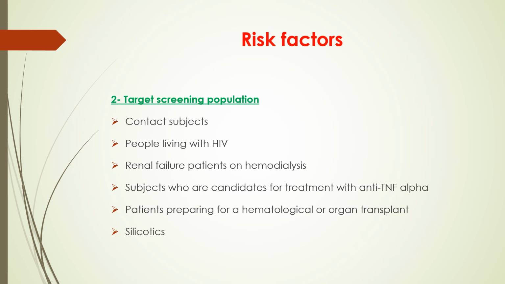And we have some populations at a big risk of developing the disease, and we have to screen them for the infection, like contact subjects with persons who have pulmonary tuberculosis, people living with HIV, renal failure patients on hemodialysis, subjects who are candidates for treatment with anti-TNF-alpha, which is an immunosuppressor, patients preparing for a hematological or organ transplant, and celiac patients.